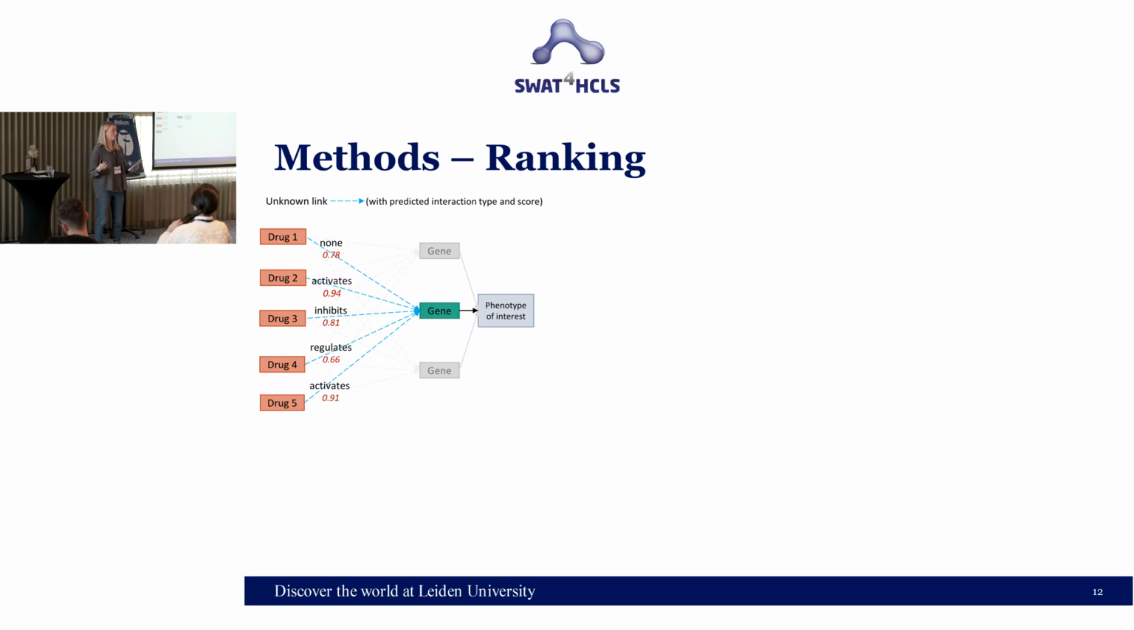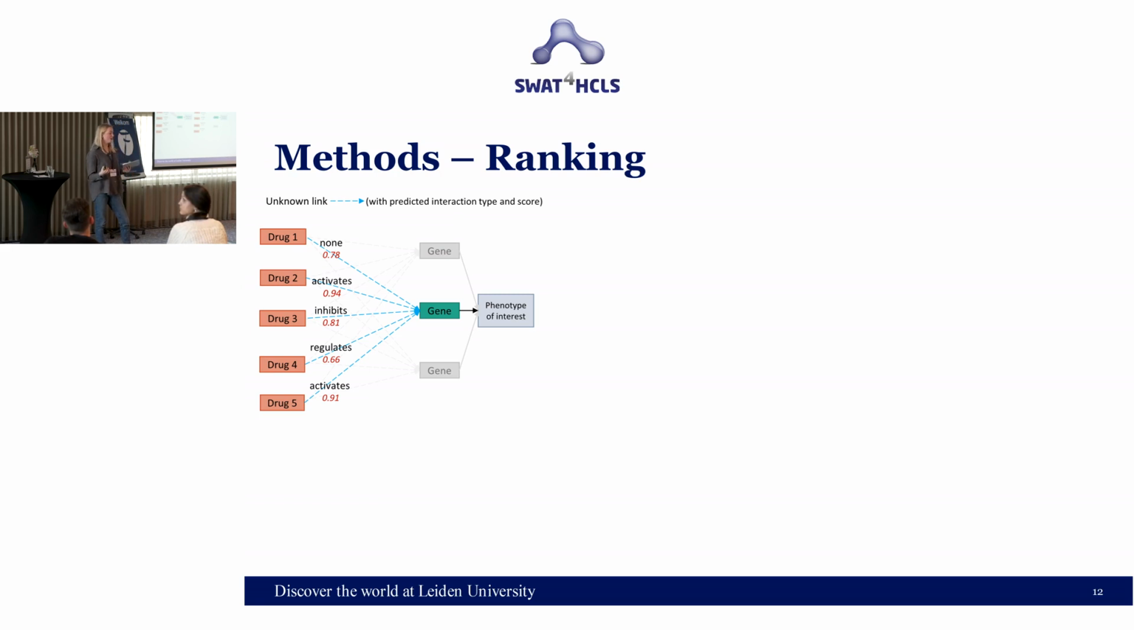The first step is to remove all the edges that are predicted to have class none, which means no interaction. So it's not a positive interaction, so we remove these edges. So now we have all the drugs that are predicted to have a positive interaction with our gene of interest. This is the goal of this project. However, this is a really long list of positive drugs.